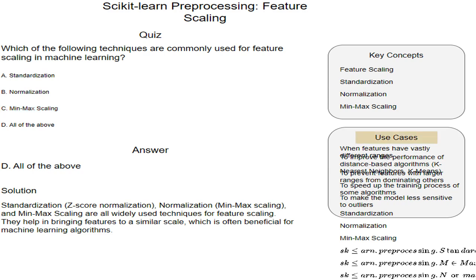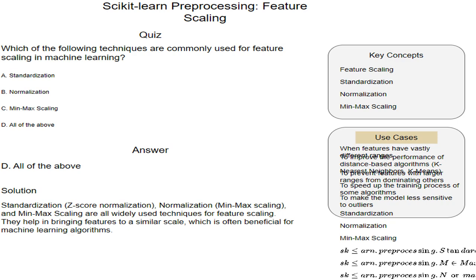Use cases. Feature scaling is widely used in machine learning for various reasons. Some common use cases include: when features have vastly different ranges, it helps to prevent features with larger ranges from dominating others, ensuring that all features are treated equally by the algorithm.